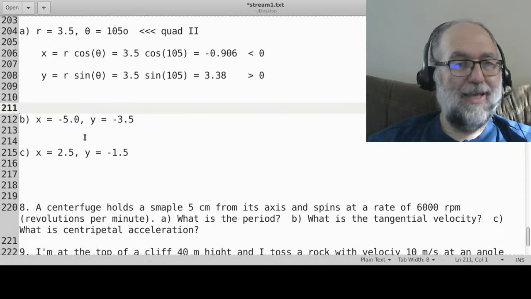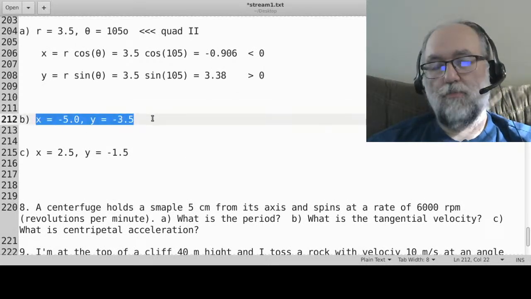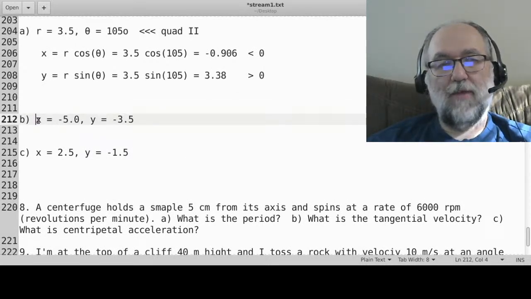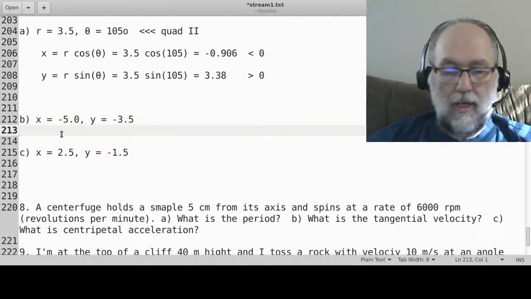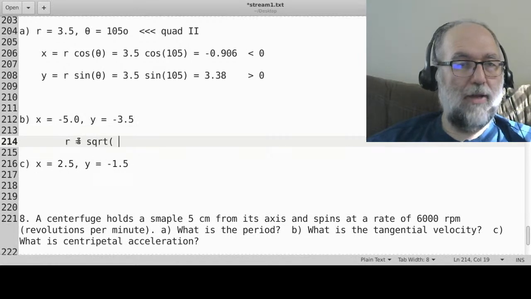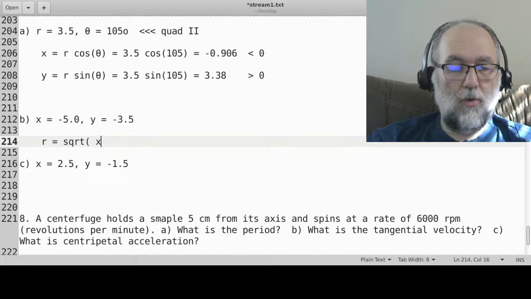Let's do the next one, which is Cartesian to polar. So Cartesian to polar, I give you x and y, and I expect you to calculate r and theta. Let's go a little slower with this one because this one is more demanding. For r, you use the Pythagorean theorem, okay? And that's basically the square root of x squared plus y squared, like that.